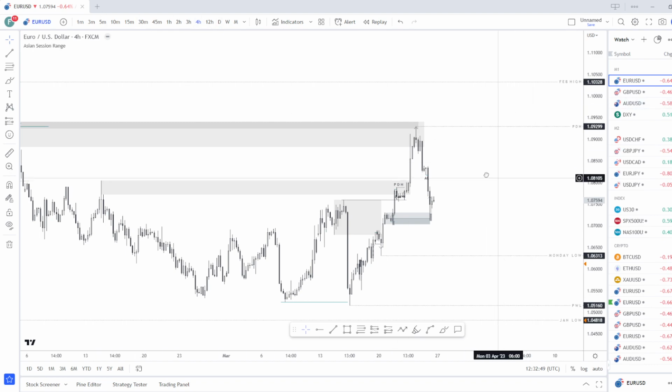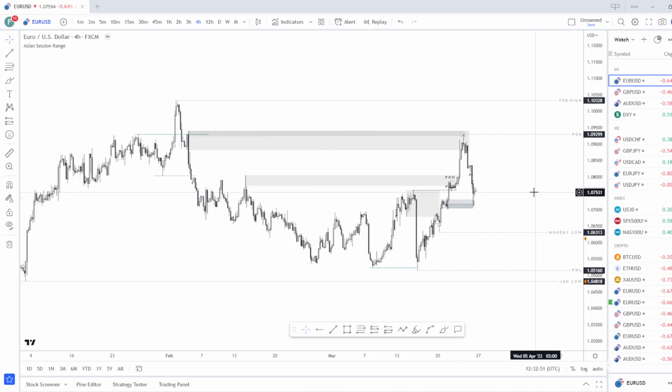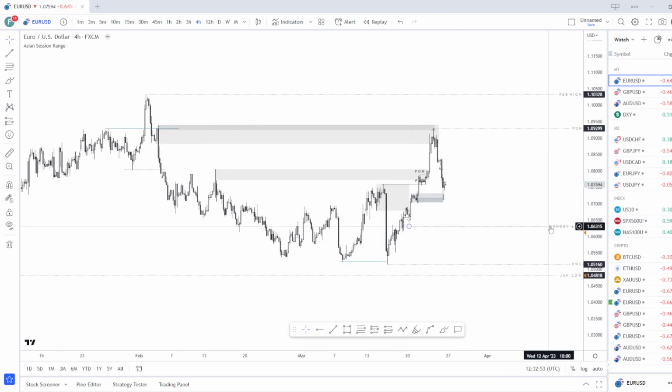But anyway, right, forecast for next week. We have this Monday low from last week still intact.